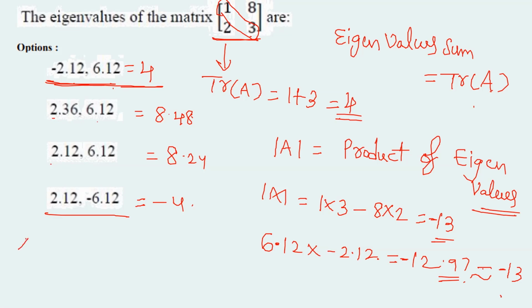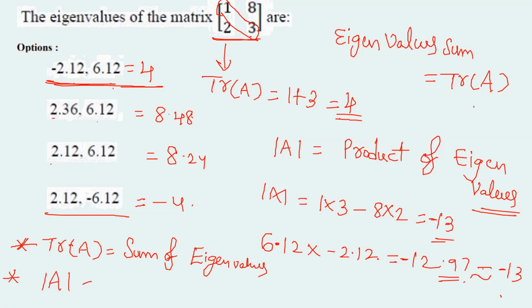The most important thing here is the trace of A is equal to the sum of eigenvalues. Det of A is equal to the product of eigenvalues. These are the properties of eigenvalues. By using these properties we can simply solve the problems.